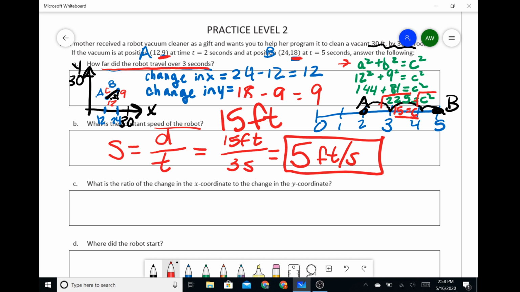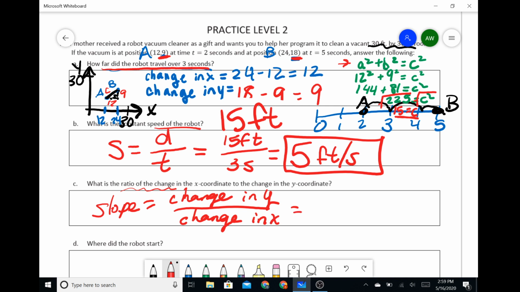So C is asking us, what is the ratio of change in the x coordinate to the y coordinate? Again, this is the same thing as slope, right? And we did this in the last question where we were doing the change in y over the change in x. So you can go ahead here as well and plug in the numbers for what we got for x and y. You can give this to me as a fraction, or put it in your calculator and give me a decimal, either way is fine with me.